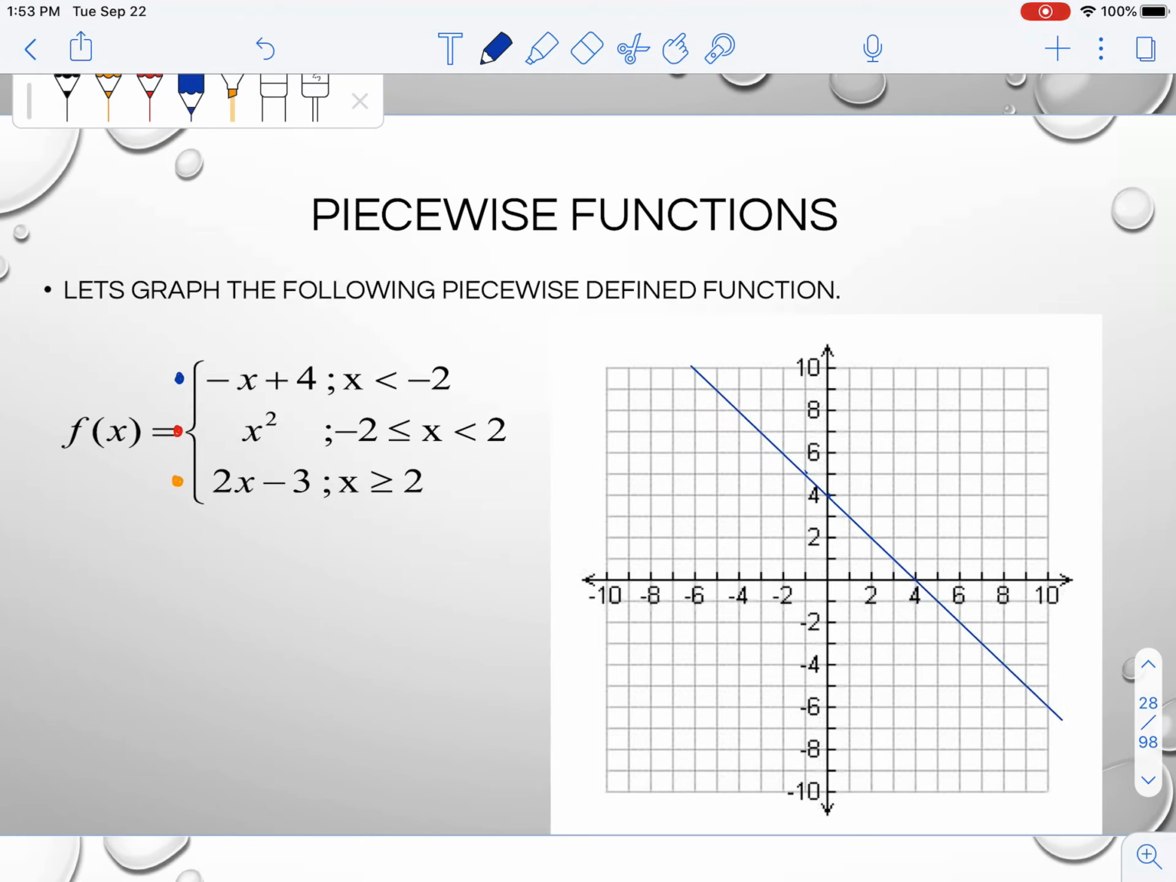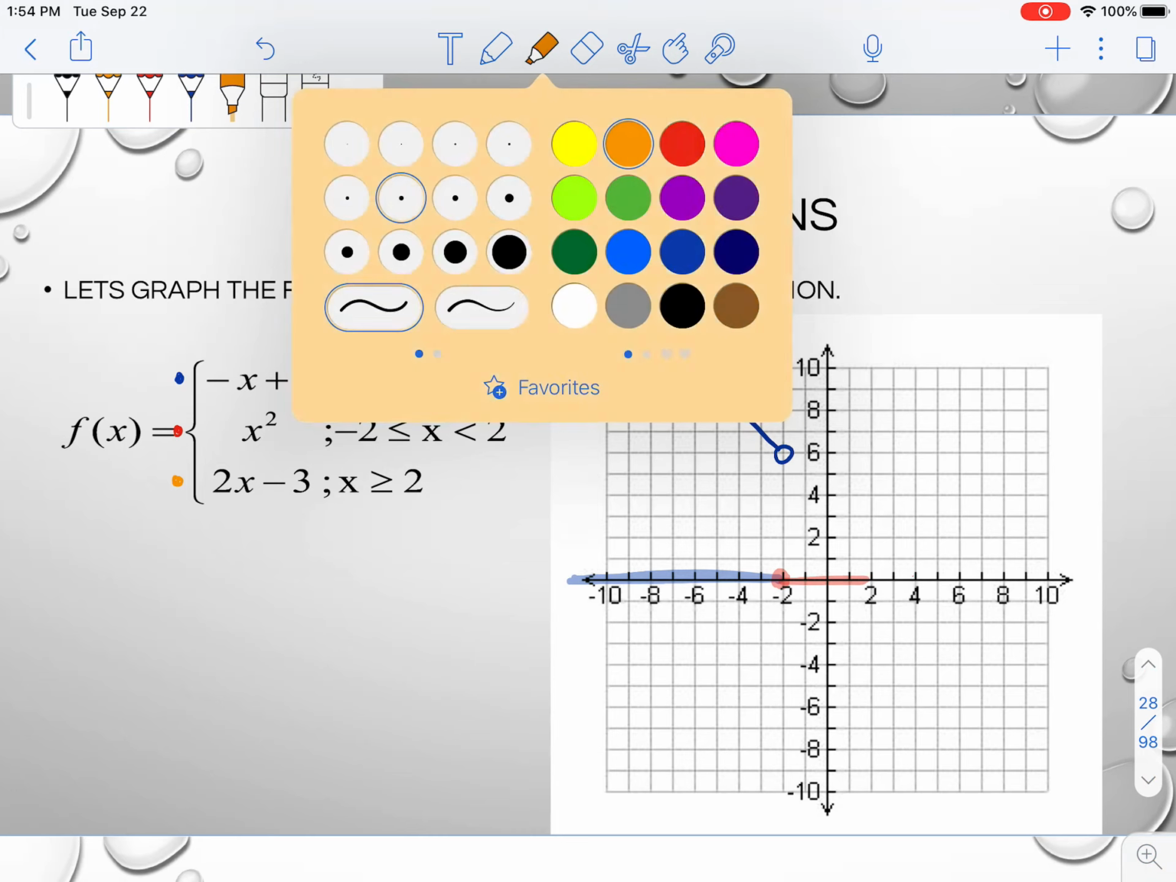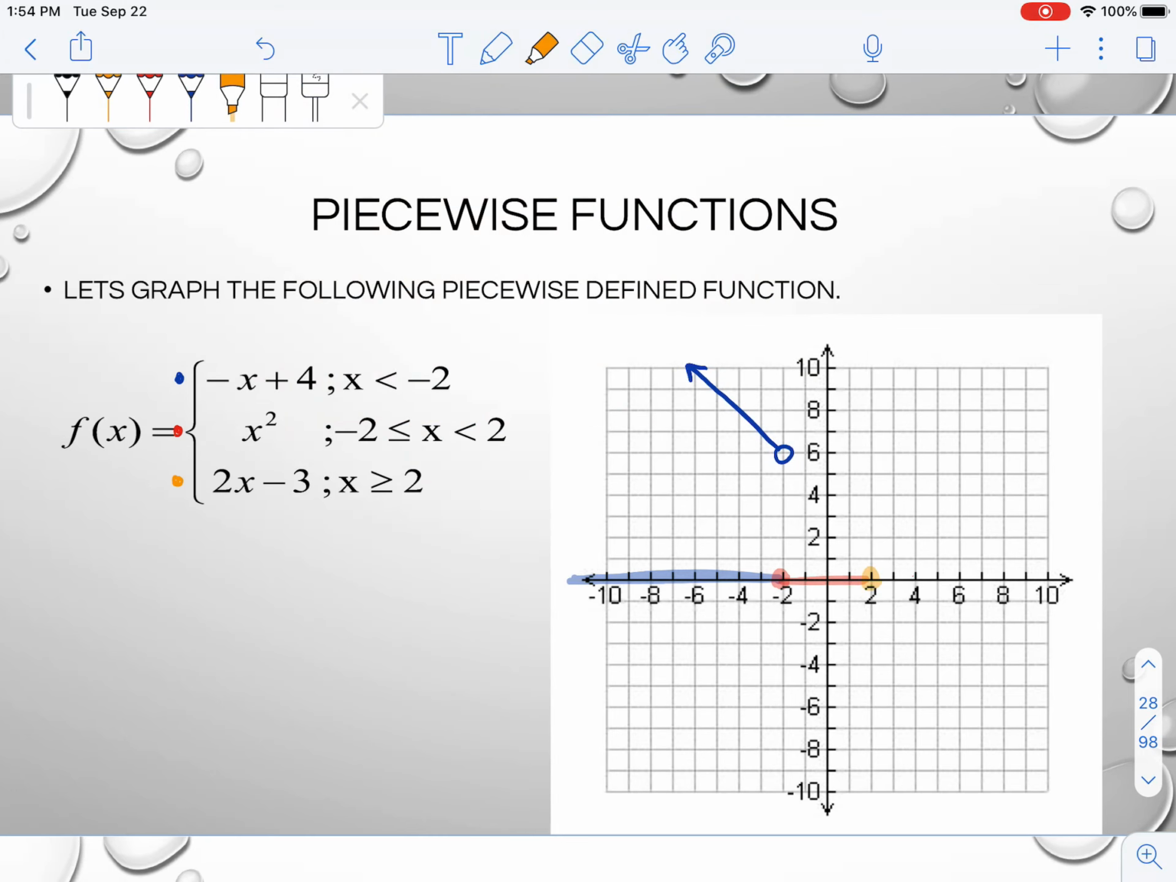So what I can do is go back and erase everything that's greater than -2. I left myself a little room because it's strictly less than -2, so I want an open circle here. So I have a portion of the graph that looks something like this. My next interval is going to go between -2 and 2. My third interval is going to be everything greater than or equal to 2. So let's go back and take a look at my middle interval.